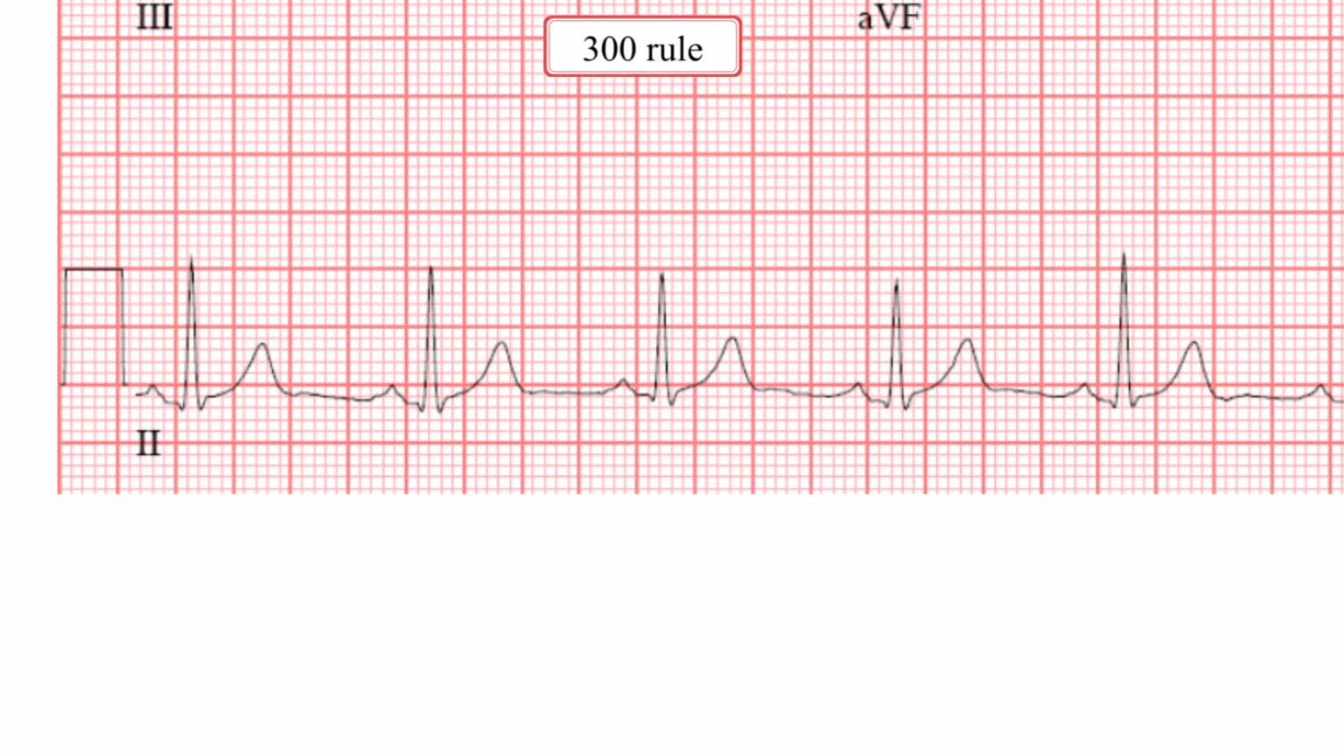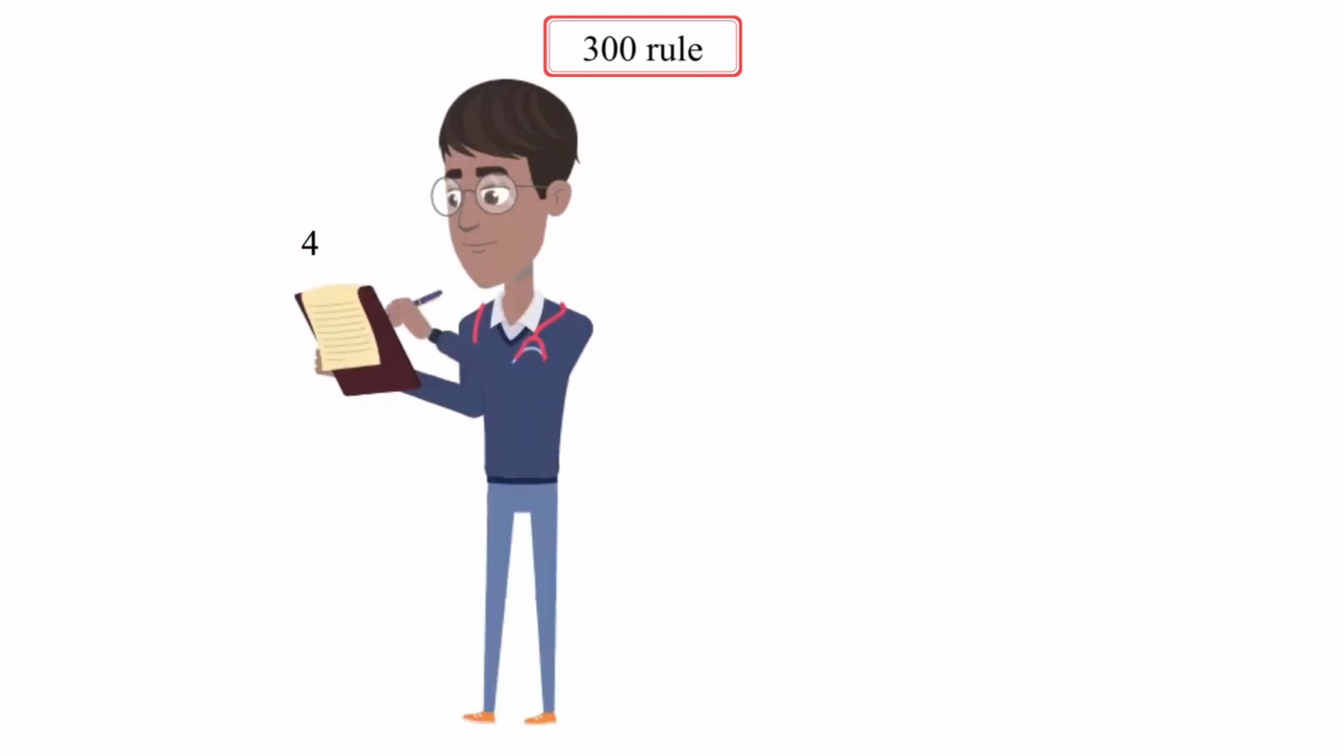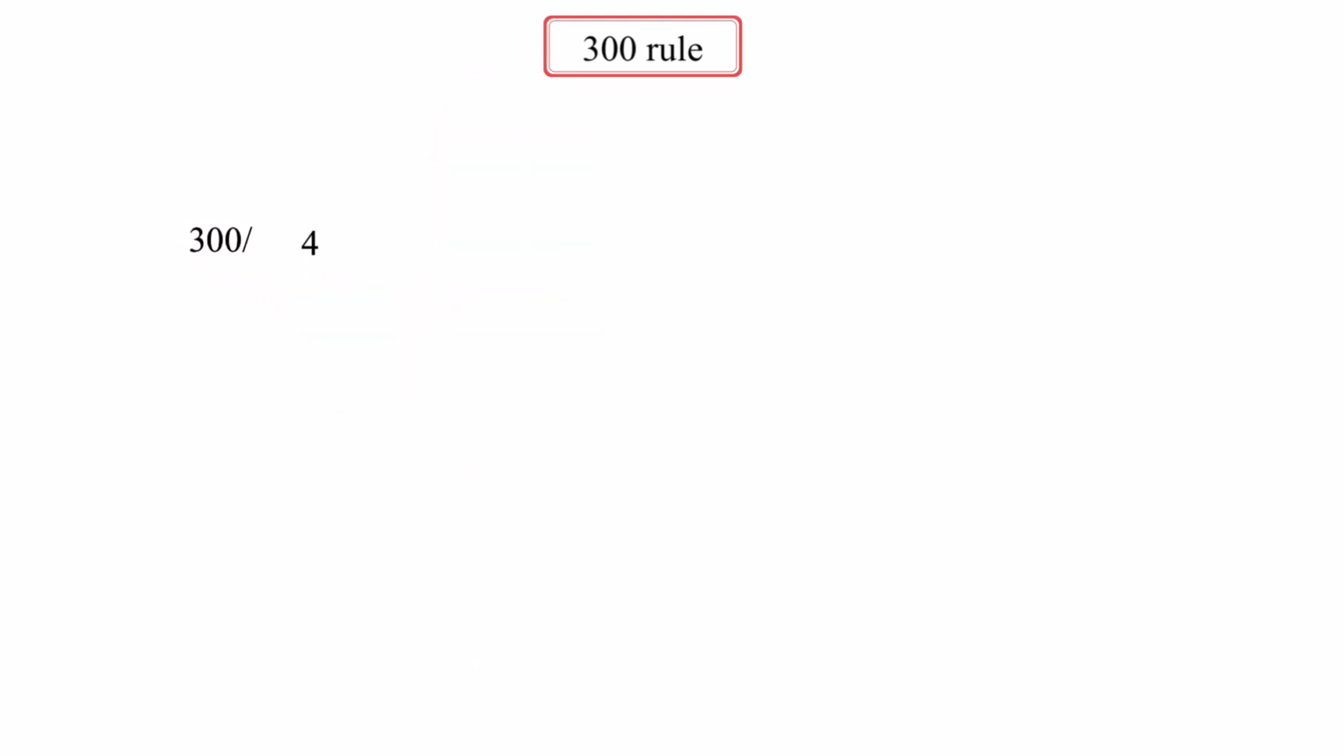For the 300 rule, you simply count the number of big boxes between the R-R interval. This is roughly 4 in the image displayed. Using the mathematical expression, you say 300 divided by the number of big boxes you counted between the R-R interval, in this case, which is 4. This is equal to 75.